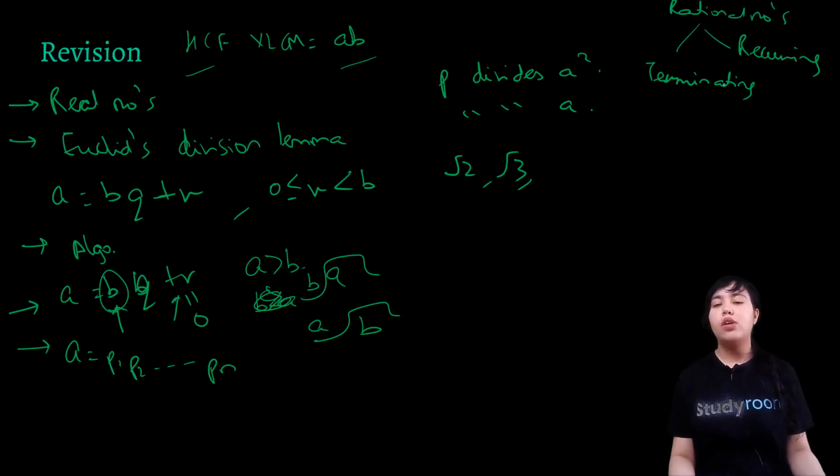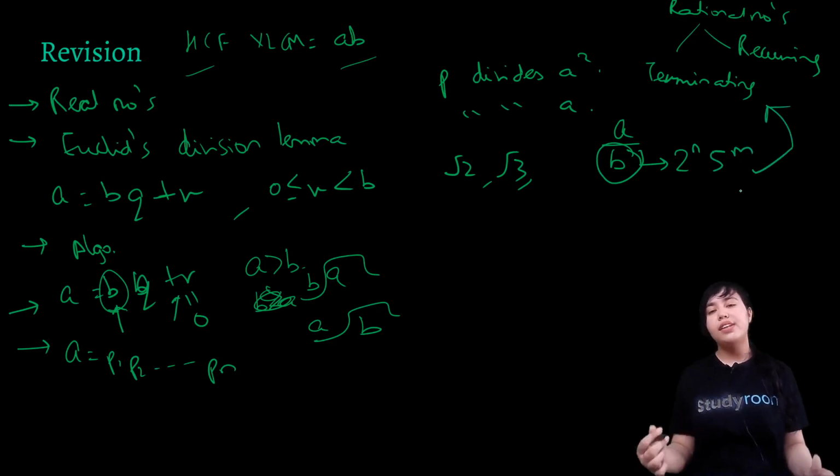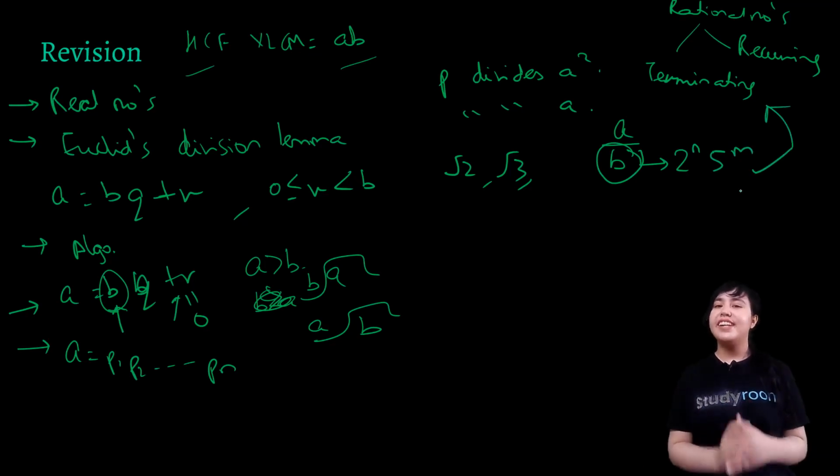So how do you make out if a rational number is terminating or not? You take that rational number, say a by b, you try to simplify it first and only then you look at its denominator, do a prime factorization, and if it's of the form 2 to the power n, 5 to the power m, then it is terminating. If you have any other factor apart from 2 and 5, it is recurring.